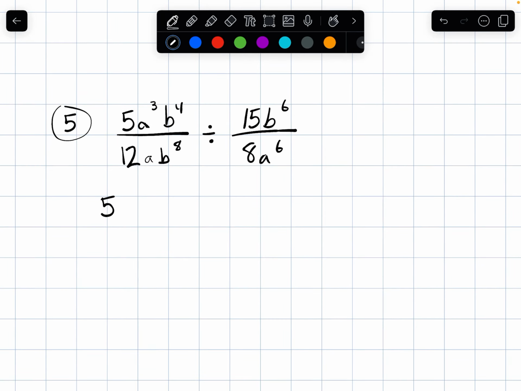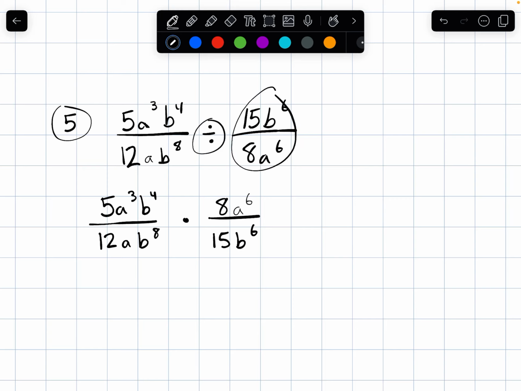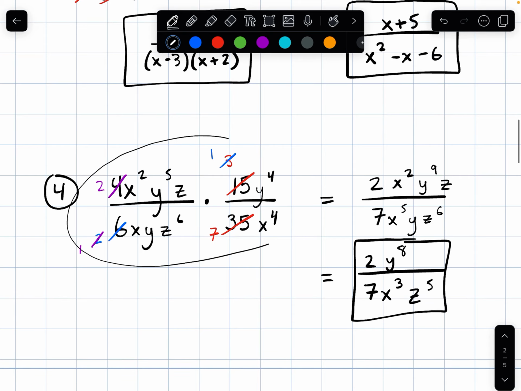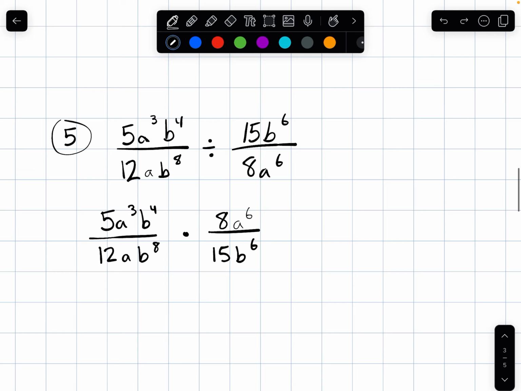So I'm going to first start by rewriting this as 5a cubed b to the 4th over 12ab to the 8th times 8a to the 6th over 15b to the 6th. Okay, so the first step is just to, instead of dividing by a fraction, multiply by the reciprocal. So that's always going to be your first step. And now once you've done that first step, you should notice it's almost the same as the one we just did in question number 4.